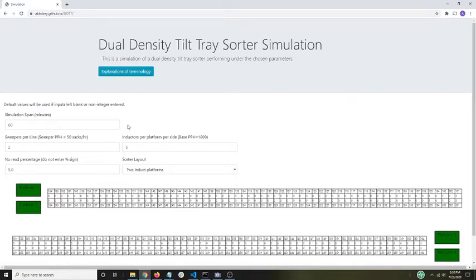It takes a series of inputs and simulates the performance over a given period of time of the machine if you use those inputs. And those inputs are the number of inductors per platform, and you have up to 4 platforms here. An inductor is the person who puts the pieces on the sorter. And then the sweeper is per line, and you have 4 lines here, this, and this. The sweeper is the person who takes them off.